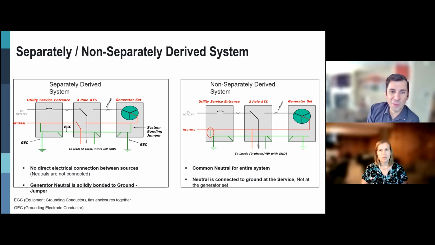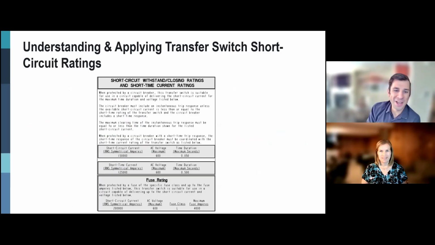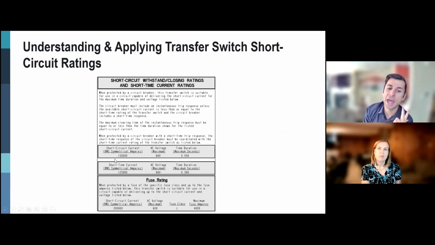Okay, I hope you're still with me with this presentation. I'm going to switch gears in here and talk about understanding and applying transfer switch short circuit ratings. I know there's a lot of information to grasp here today, but hopefully this will be all good information. So what you'll see on the label is the short circuit withstand and closing ratings, and you might also have what's called the short time rating. The manufacturers list this information to the maximum level: the maximum voltage, the maximum durations, and the maximum RMS short circuit.